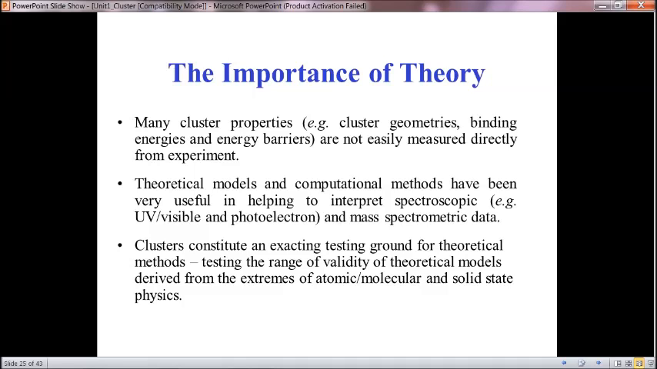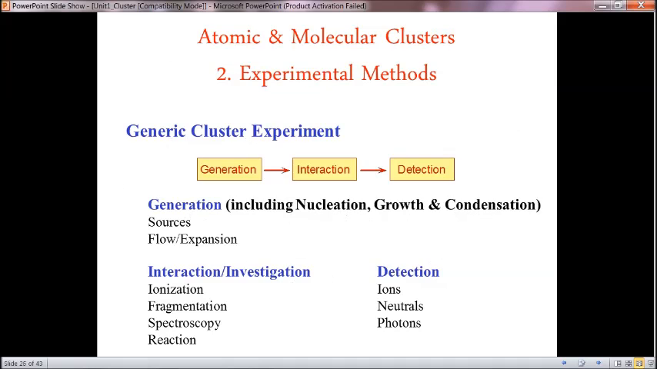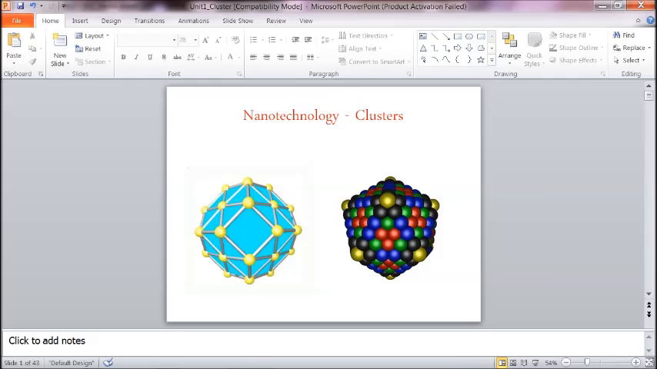So the cluster constitutes an exacting testing ground for the theoretical methods, testing the range of validity of theoretical methods derived from the extremes of atomic or molecular and solid state physics. This is the importance of this theory over clusters. So that's all about the clusters.